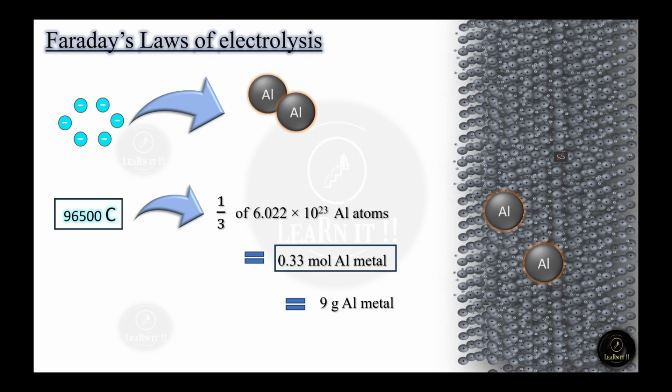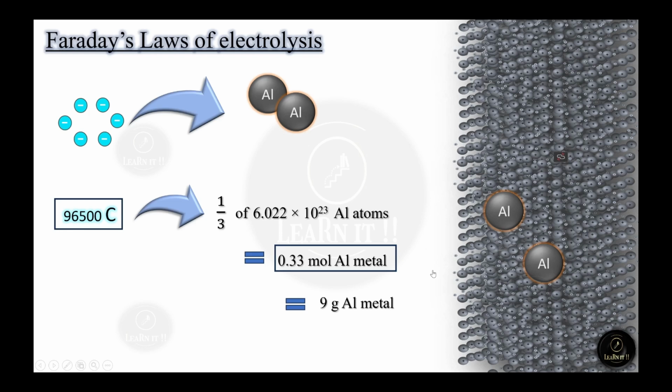So by this we can conclude we are providing the same amount of electricity, that is 96,500 coulombs, but we are getting different moles of substance deposited on the electrode. In the first case we are getting 1 mole, in the second case 0.5 mole, in the third case 0.33 mole. This is because the amount of substance deposited on the electrode is not only determined by the amount of electricity, it is also determined by the valency of the ions, which will convert into atoms.